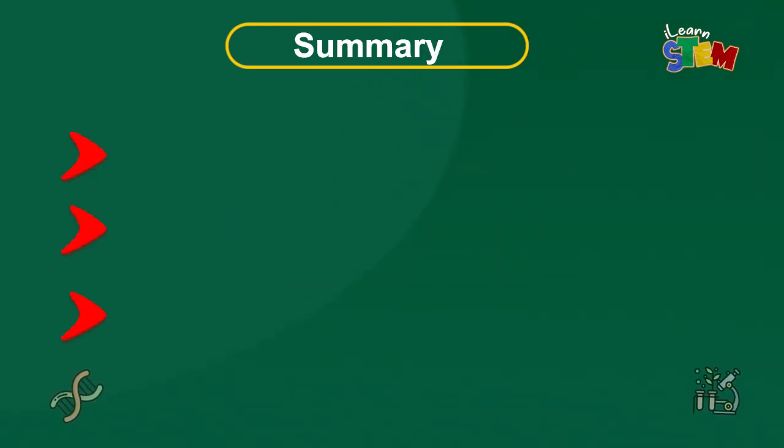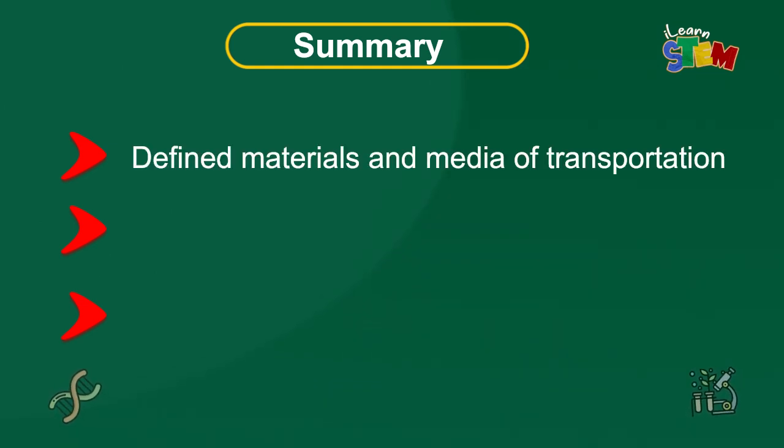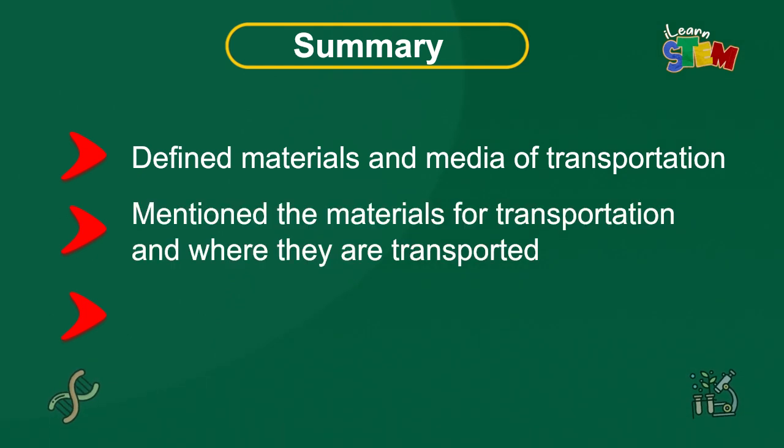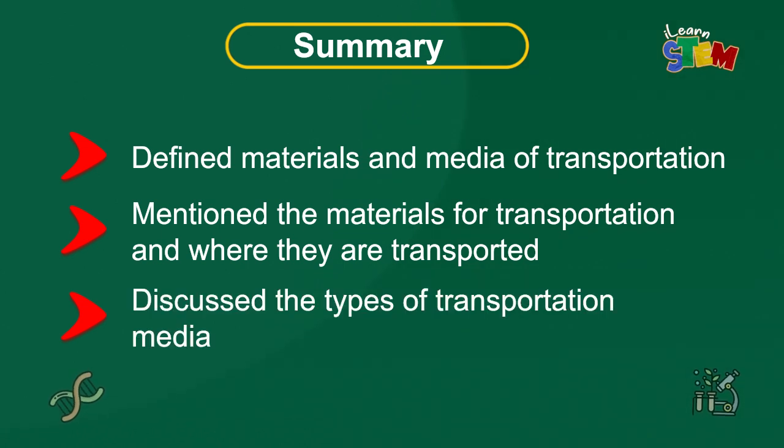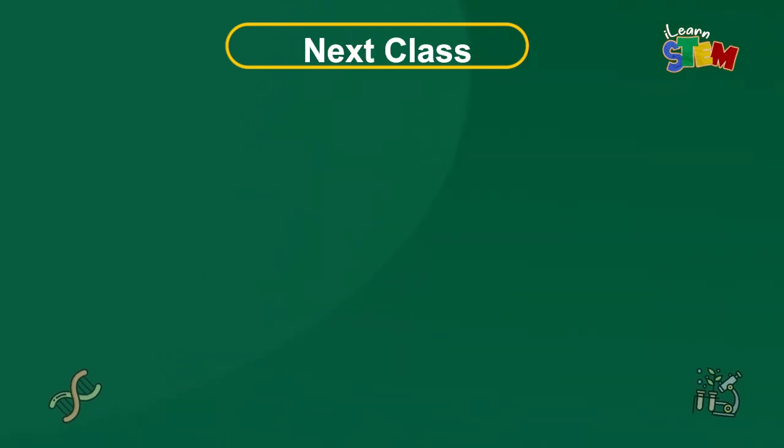Let's review what we've learned today. In today's class, we defined materials and media of transportation. We also mentioned the materials for transportation and where they are transported. And we discussed the types of transportation media. In our next class, we will discuss the mechanism of transportation in some organisms.